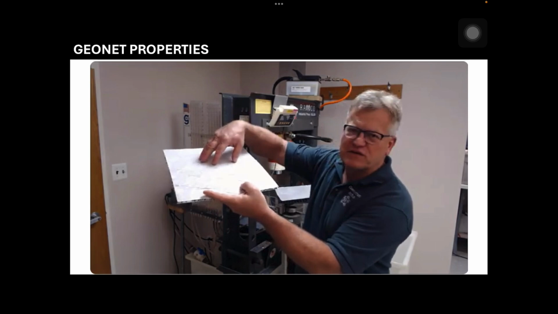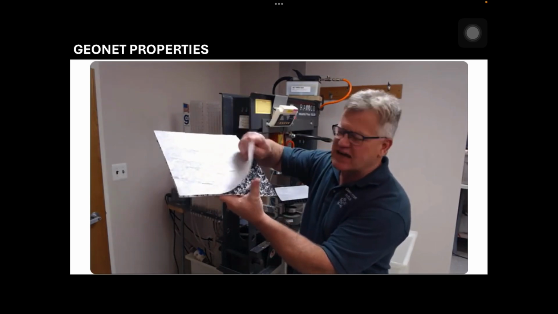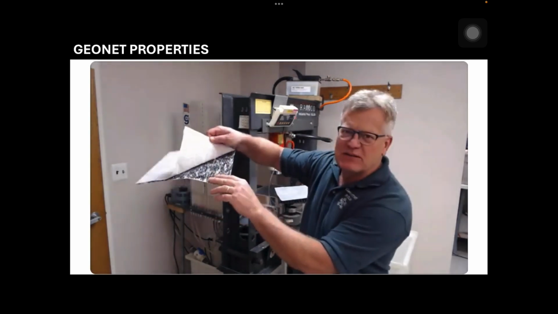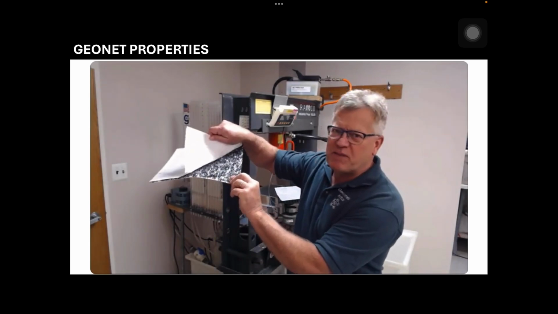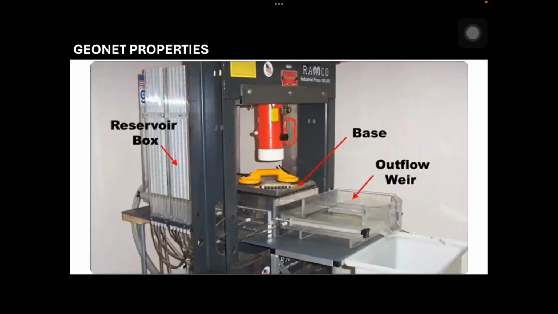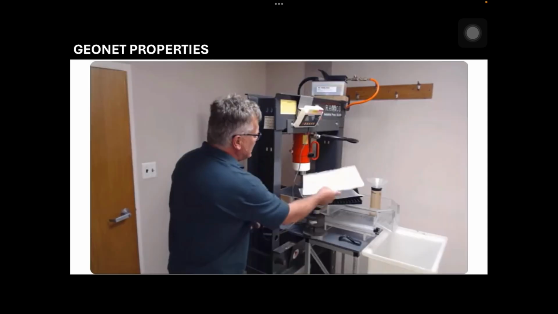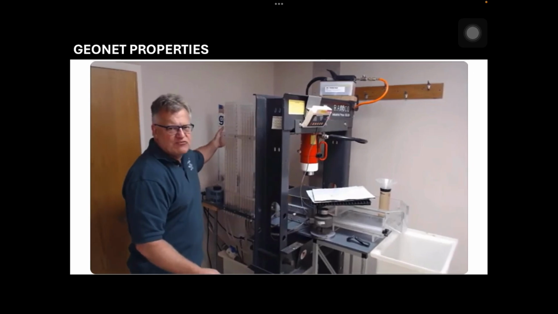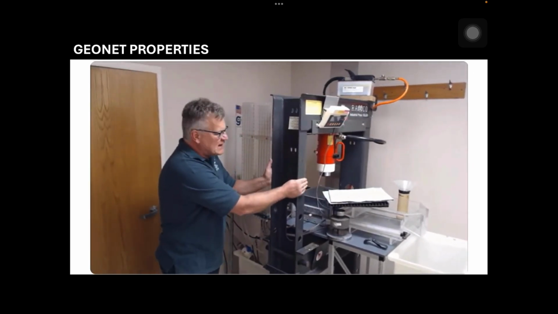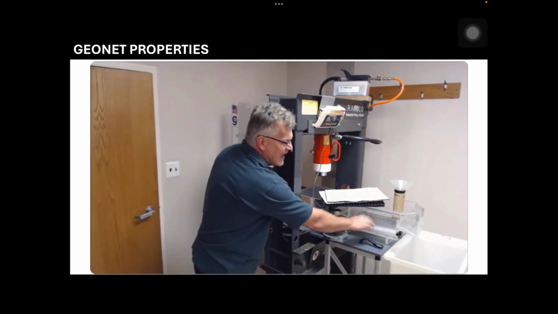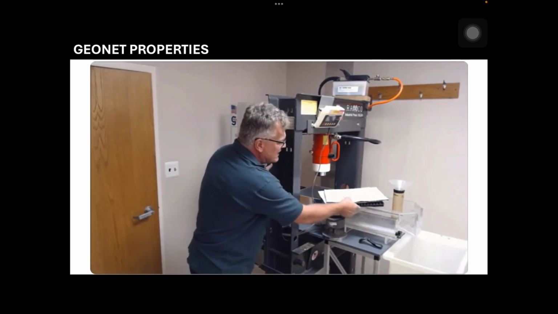Water filters through the geotextile, and then subsequently moves in plane through the core or the spacer. This is the unit, the transmissivity unit. It's broken down into three parts. It has an upstream reservoir, a normal pressure where the specimen is housed, and then the outlet works downstream.